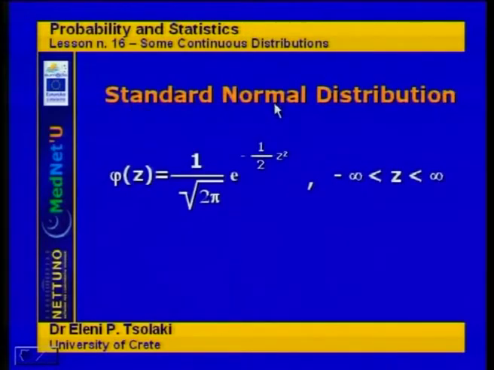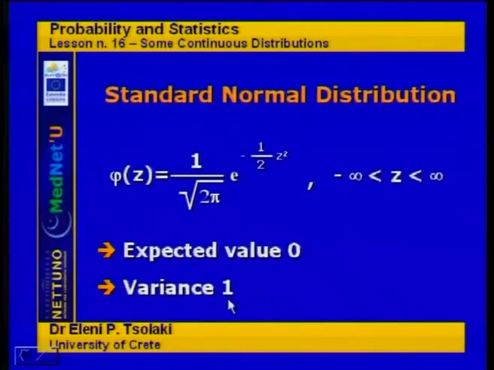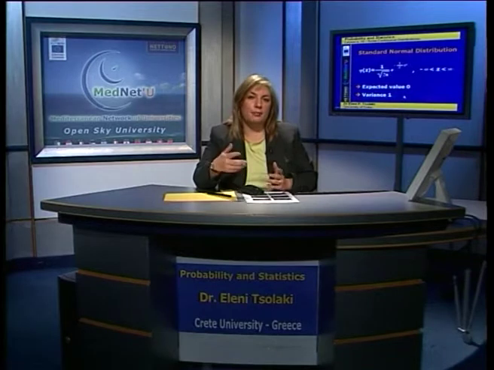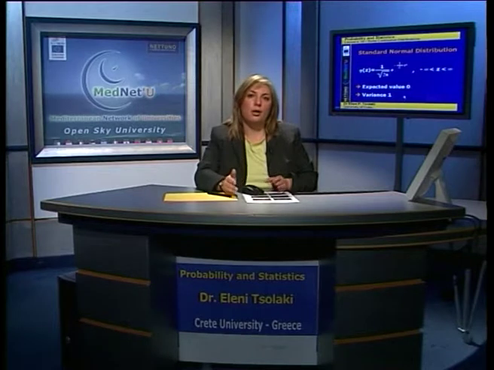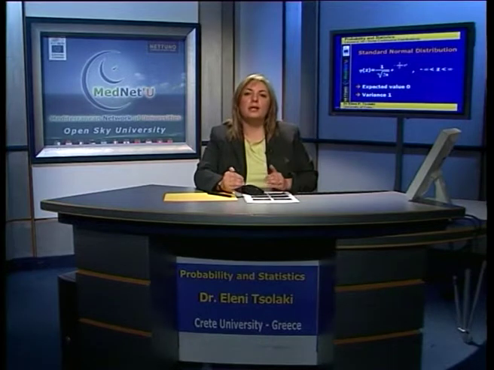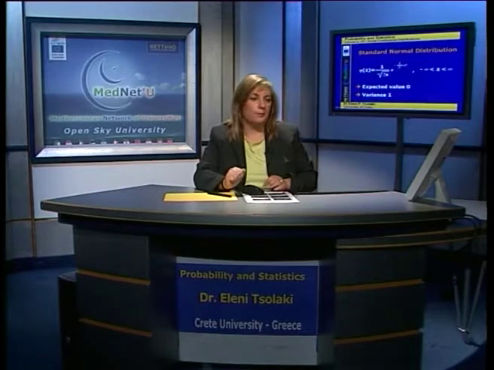Now, a special normal distribution is the standard one. The standard normal distribution is the normal distribution that has expected value 0 and variance 1. So if we replace mu equals 0 and sigma squared equals 1 in our original formula of the normal distribution, we can find the formula for the standard normal distribution.